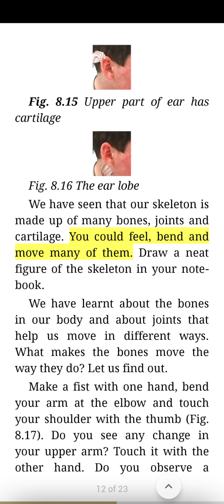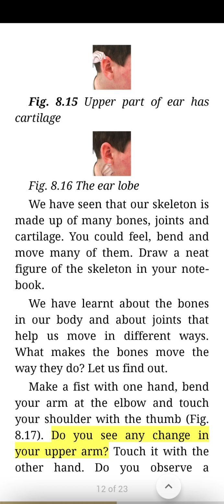You could feel, bend and move many of them. Draw a neat figure of the skeleton in your notebook. We have learnt about the bones in our body and about joints that help us move in different ways. What makes the bones move the way they do? Let us find out. Make a fist with one hand, bend your arm at the elbow and touch your shoulder with the thumb. Fig. 8.17.